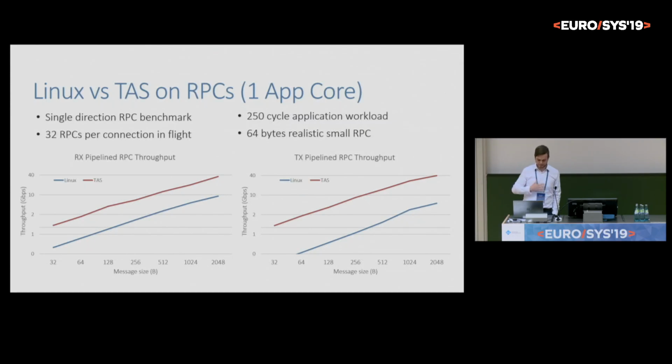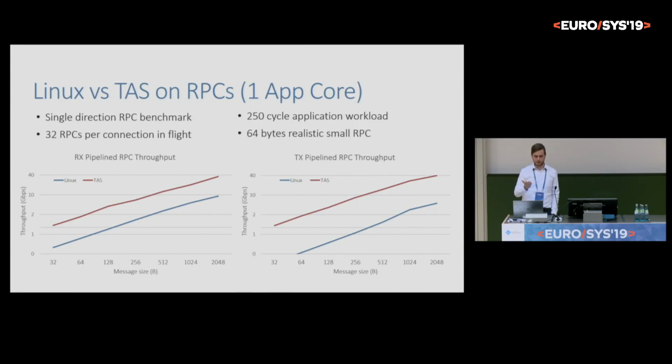All right. First, I want to run a simple single directional benchmark with it just bounded to a single application core to evaluate Linux's and TAS's performance individually. We want to separate out RX and TX, receive and transmit, to see how they perform individually on those sides.